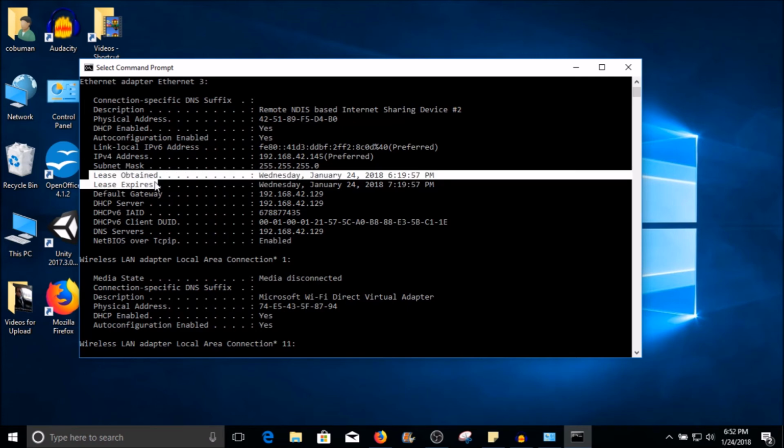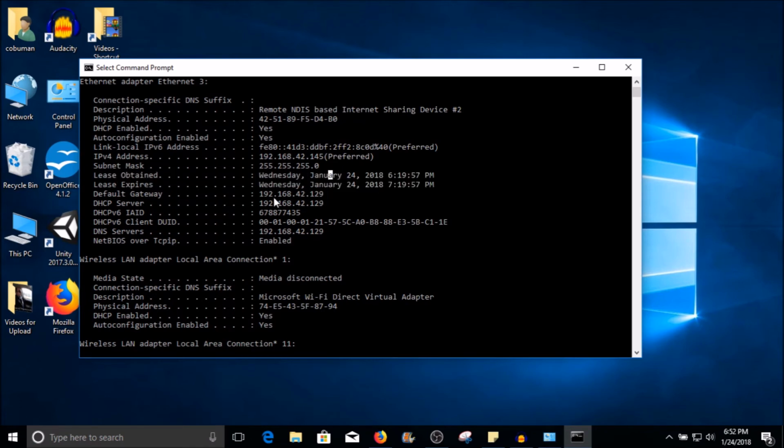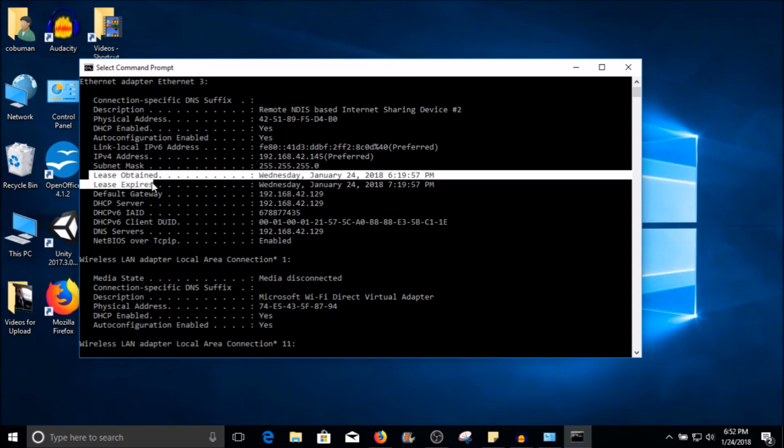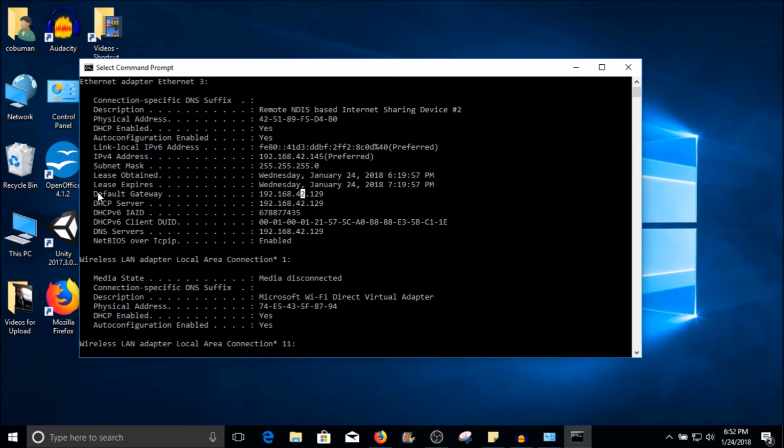Now, lease obtained and lease expires is basically how long your IP address is set to last. But this is not something that you would look at to troubleshoot anything. I've never seen that issue.